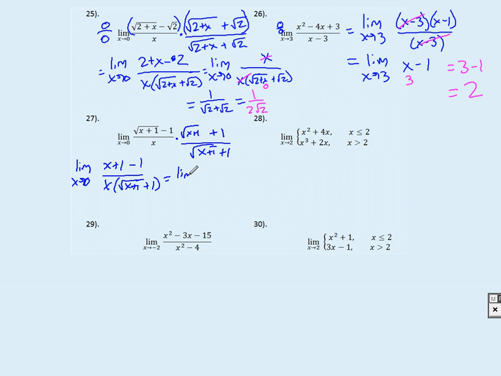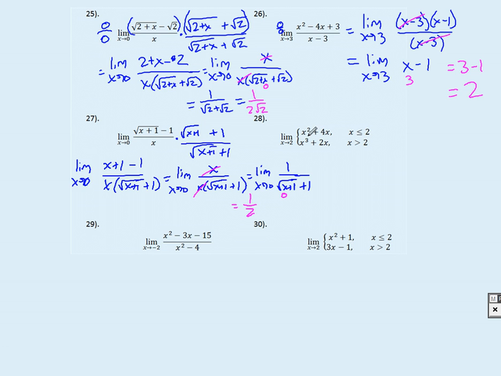I'll be left with the limit as x approaches 0 of x over x times the quantity square root of x plus 1 plus 1. My x's should cancel out. No surprise, that's what we expect. And I'm left with the limit as x approaches 0 of just 1 over this quantity, the square root of x plus 1, plus 1. Now I can plug in 0. That's just the square root of 1, which is 1. 1 plus 1 on the bottom is 2. And I have just 1 on the top. So 1/2 is my answer.